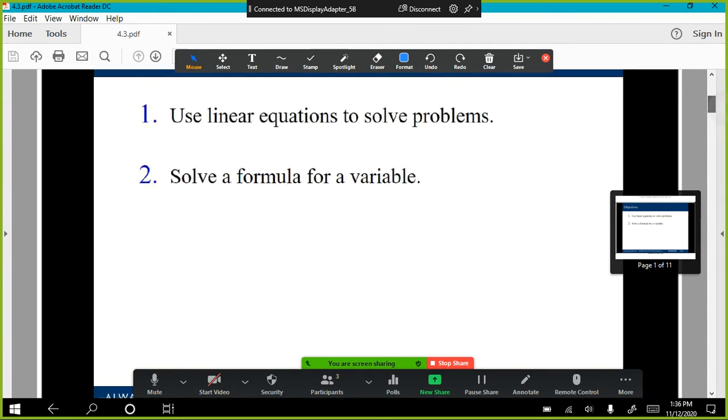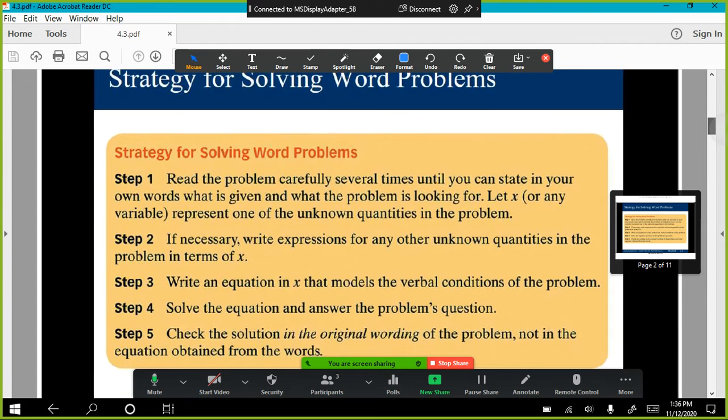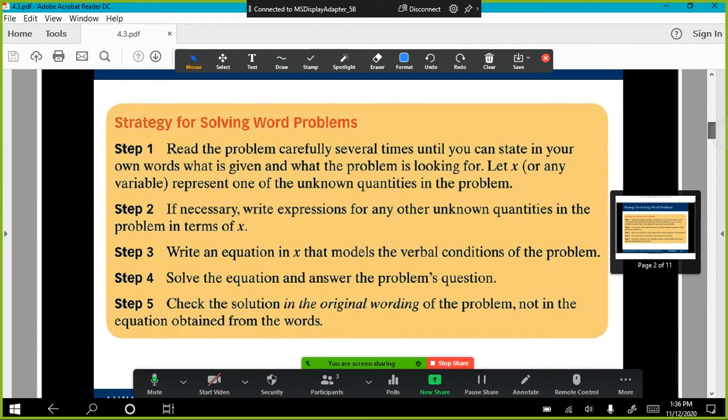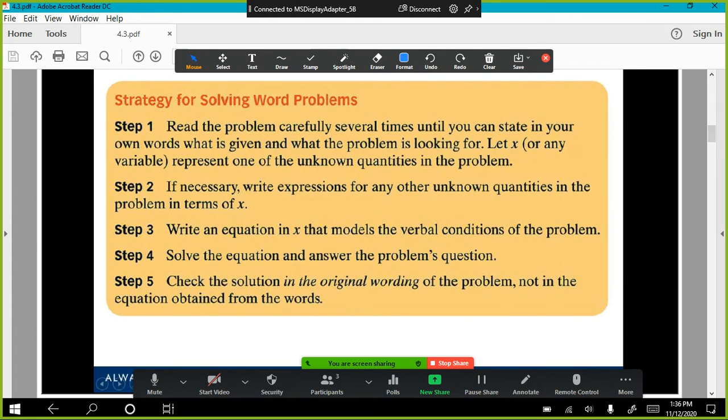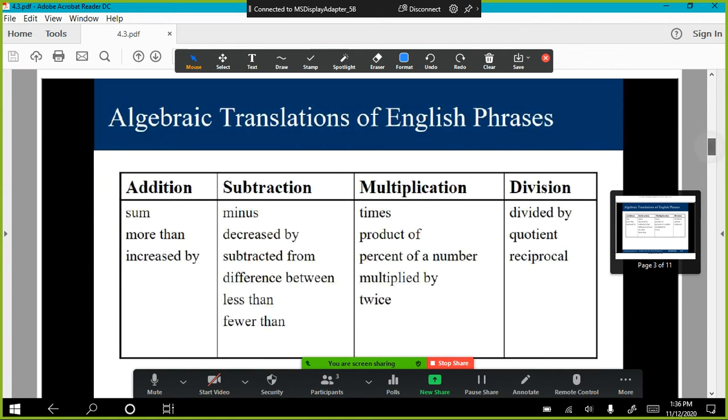All right, here's just a strategy for word problems. You've probably heard this 1,000 times. Read the problem carefully, more than once if you need to. We're going to let X, or whatever variable you would like, represent one of the unknown quantities. Then, if you have to, write all expressions in terms of that variable X. And we're going to write an equation, solve it, and then check to see if that solution makes sense in the problem.